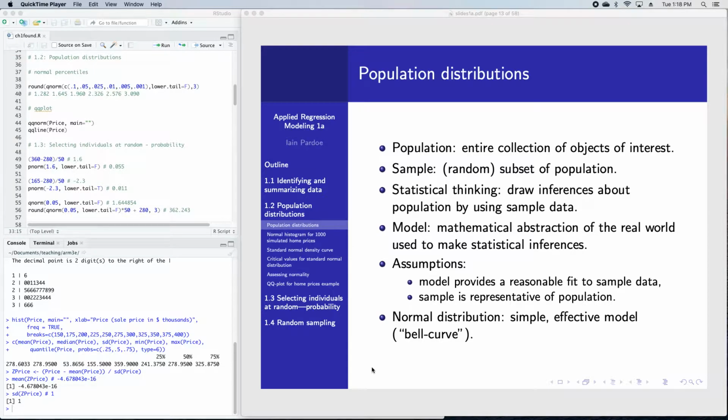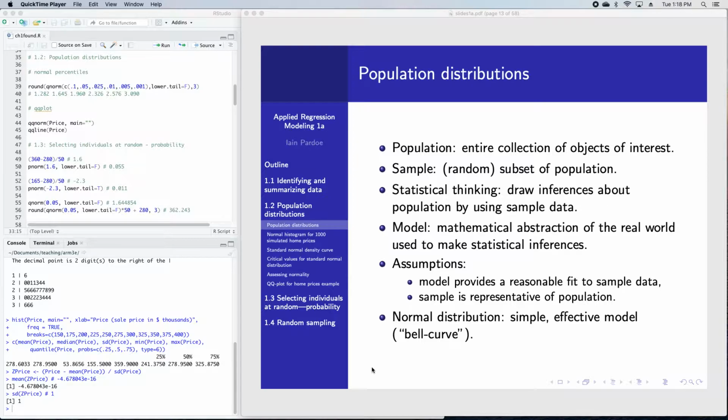In the last video, I talked about identifying and summarizing data, and in this video, I'm going to talk about population distributions. So the population, we can think of this as the entire collection of objects of interest, whereas the sample is a subset from the population, hopefully, that's been randomly selected. The process of statistical thinking is drawing inferences about the population by using the sample data.